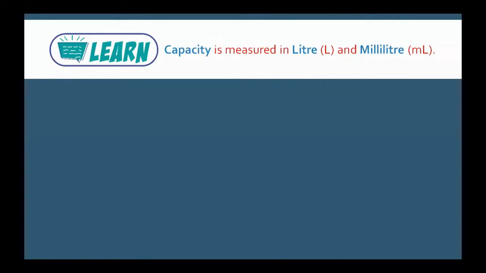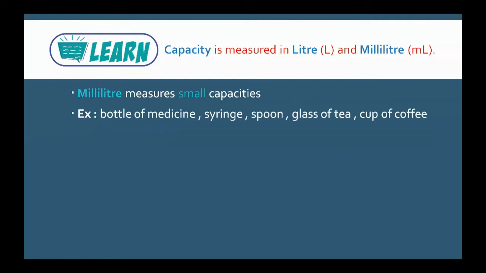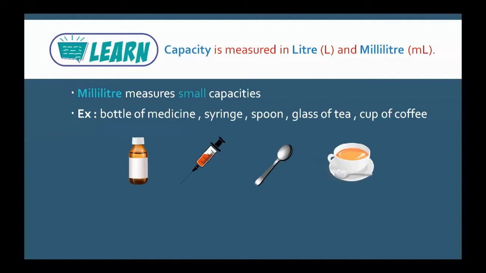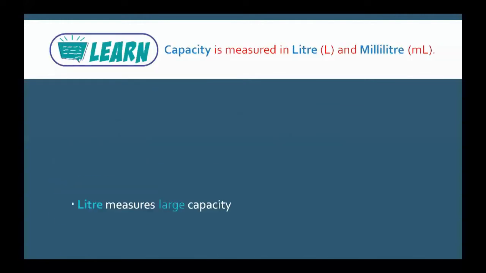So capacity is measured in liter and milliliter. And milliliter measures small capacities. For example, bottle of medicine, syringe, spoon, glass of tea, or cup of coffee. Liter measures large capacity. For example, bottle of milk or water, water bucket, bathtub.